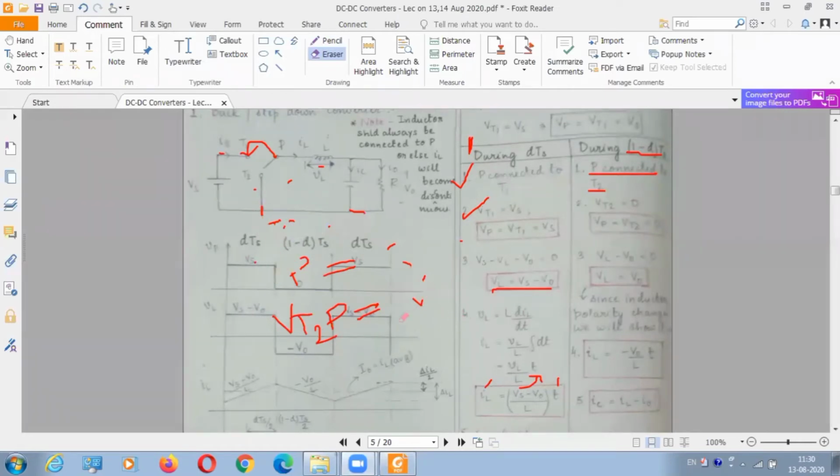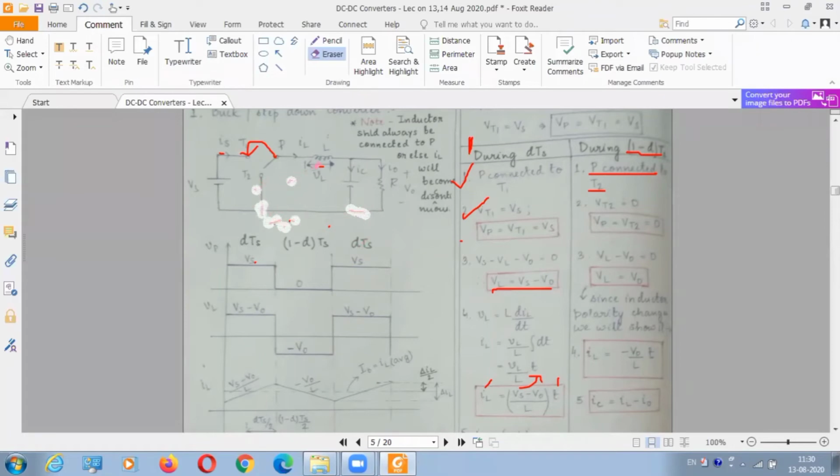Any doubt up to this, you tell me. This is my T on mode of study. Any doubt up to this, you can tell me, anywhere. How this waveform is coming, why I'm writing the equation? Nothing. Very easy. KCL, KVL.